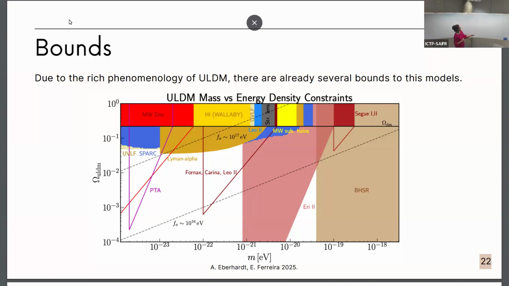But the best chance for us is here, between 10 to the minus 19 and 10 to the minus 20, which is where we have more uncertainty about our bounds.